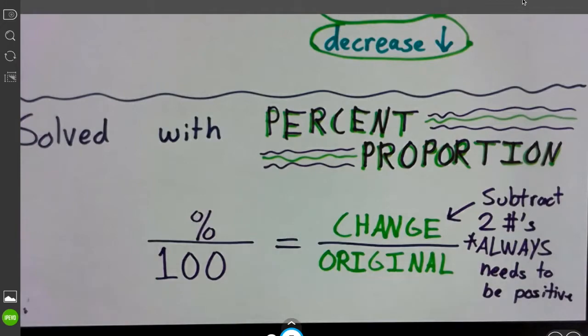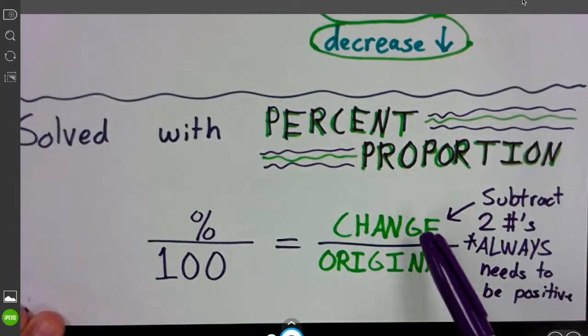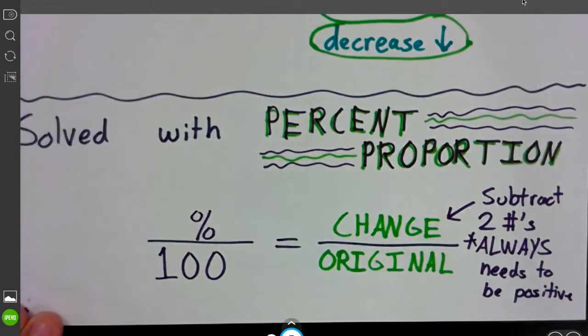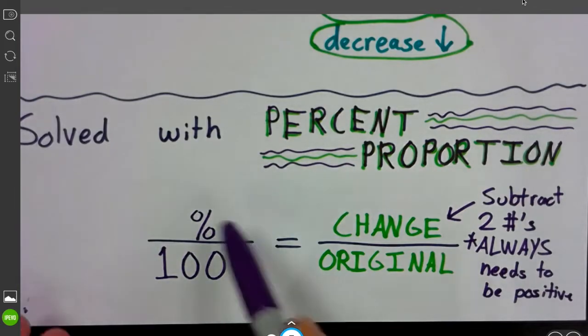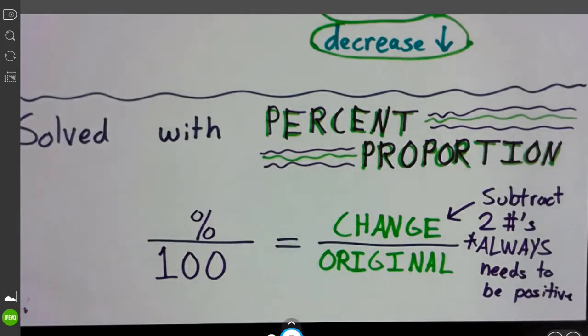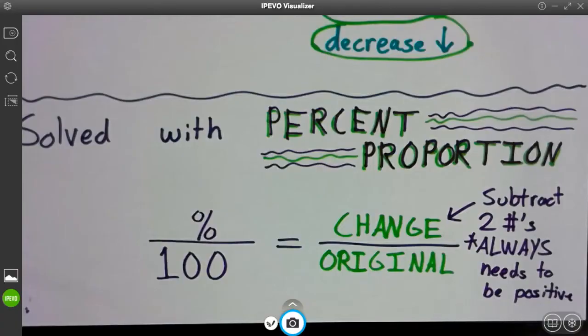So they're not going to give you either the percent, or the change, or the original. One of these is going to be your x, or your variable. So you're going to have to cross multiply and try to solve this, okay? So we're going to look at some examples of how to use this.